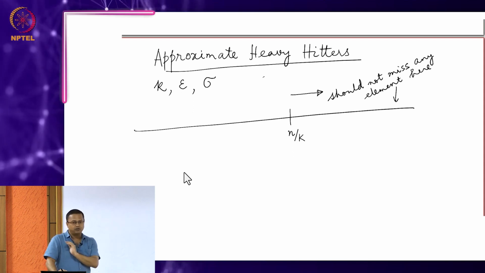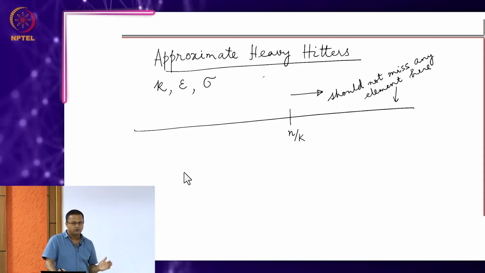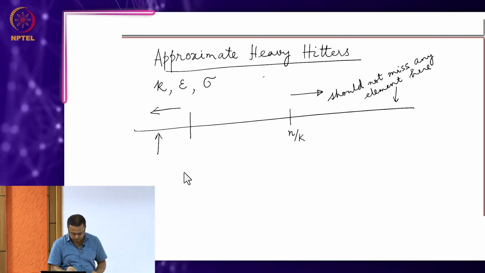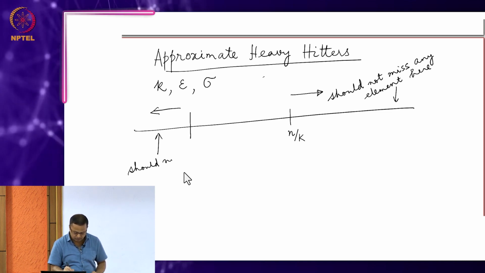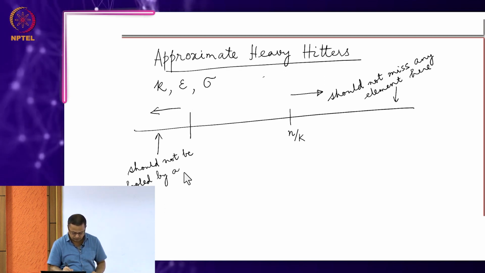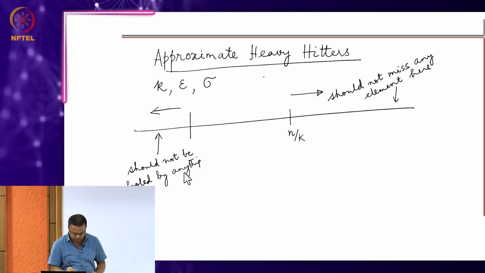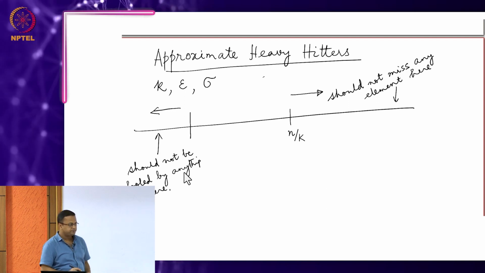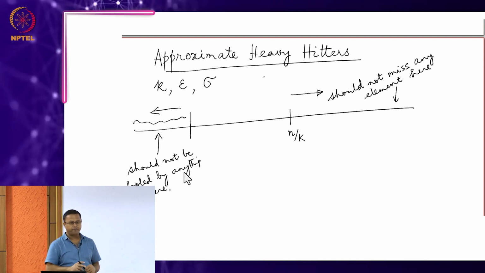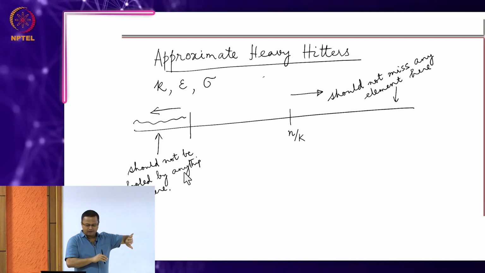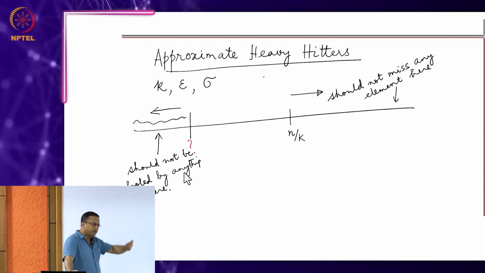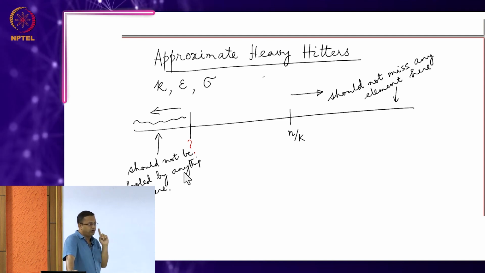So this is one side of the story. What is the other side of the story? That it should not be fooled by anything in here. Numbers which have, I have not specified this quantity as yet, maybe we will do later on, so numbers which have significantly lesser frequencies, I should never report them.